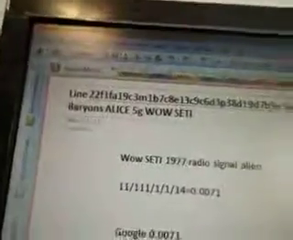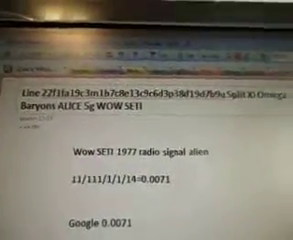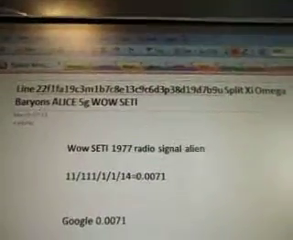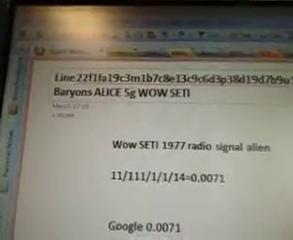284C3M1B7C8E13C9C6D3P38D19D7b9u. Line 22f1fa19c3m1b7c8E13c9c6D3P38D19D7b9u. Split xi omega baryons ALICE in capital letters.